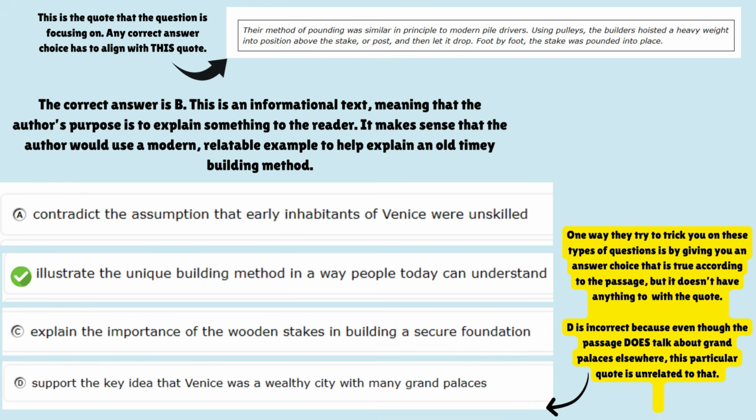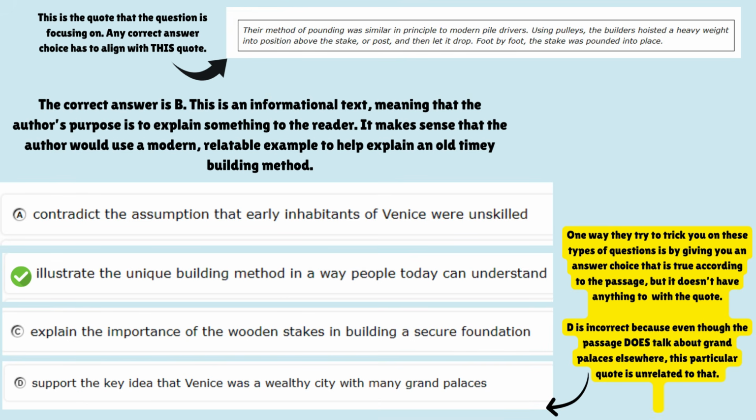Okay, so the correct answer is B. This is an informational text, meaning that the author's purpose is to explain something to the reader. It makes sense that the author would use a modern, relatable example to help explain an old-timey building method. So if you look at B, the correct answer, illustrate the unique building method in a way people today can understand. So first, let's back up and review the quote that they gave us.